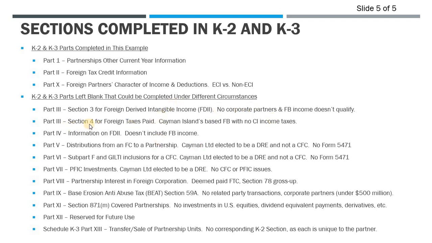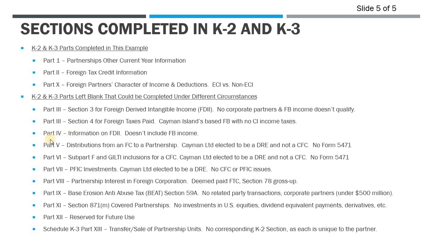Same thing goes with Part 3, Section 4, right? So Part 3, Section 4 covers foreign taxes paid under these circumstances. We're in the Cayman Islands, right? So we have a Cayman Islands-based foreign branch. Cayman Islands doesn't impose any income taxes on corporations, so that's going to just be zeros. No need for us to complete it.